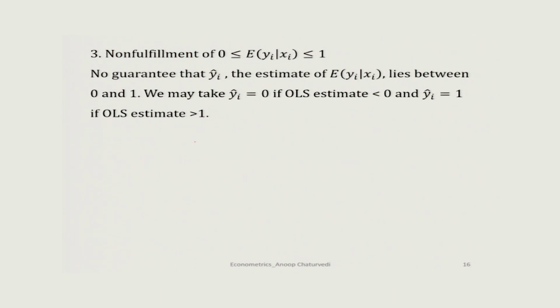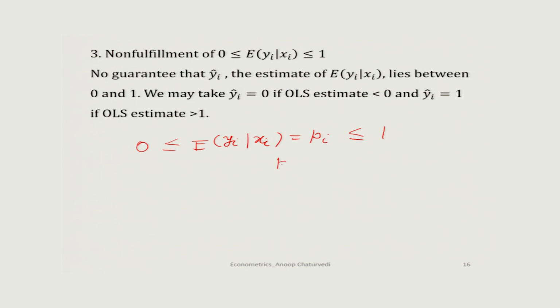Actually, we have observed that expectation of y i given x i is equal to p i. So, this is a probability. So, this must lie between 0 and 1, but on the basis of the estimated model, you cannot ensure this. Then there is no guarantee that y i hat, the estimate of expectation of y i given x i, lies between 0 and 1. And if y i hat does not lie between 0 and 1, then one problem is that it is an estimate of the probability p i.